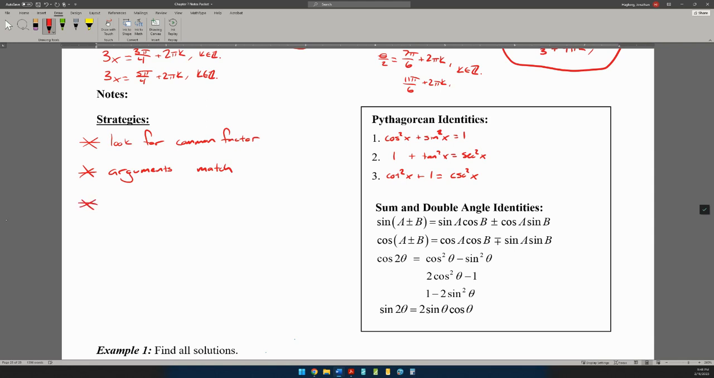Another thing that we're looking for, this one's important, is to get our trig functions to match. Often, these equations are going to be easiest when there's a single type of trig function. So if I have an equation that has both sine and cosine, if there's a way that I can substitute in so that I have just sine in the equation or just cosine in the equation, that's often going to make the equation easier to solve. And the last, we are going to look for the rearranged identities.